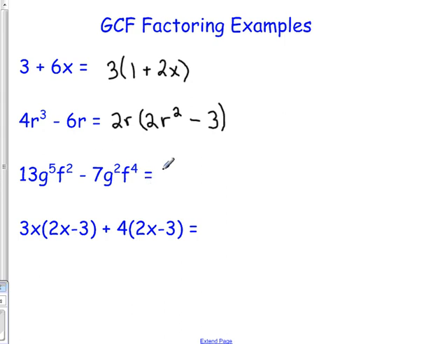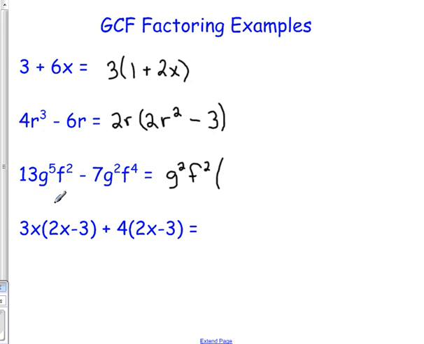Okay, this one looks a little messy here. 13 is only divisible by 1 and 13, and 7 is not divisible by 1 or 13. So there's no common number we could factor out. We've got g to the fifth and g squared. You could take out a g squared. And we have an f squared and an f to the fourth. We could take out an f squared.